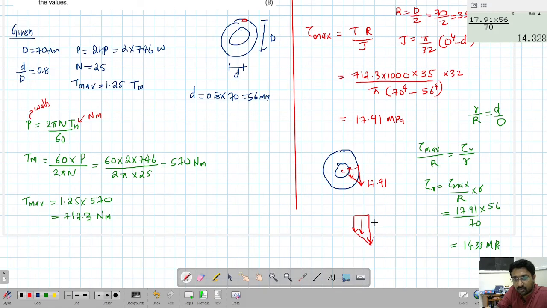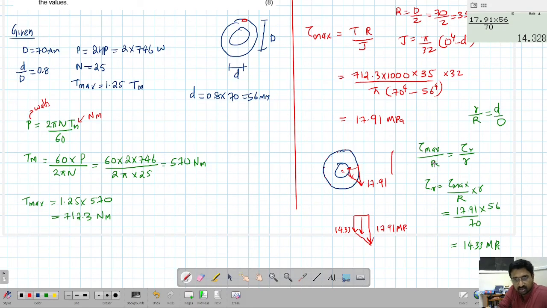At this edge, it will be 14.33. And this edge it will be 14.33. And this edge it will be 17.91. Okay, so any point on the outer diameter will have a value of 17.91. Any point on the inner diameter will have a value of 14.33. That will be the distribution of shear stress. Okay, so on a section, if you want to draw, that also we can draw.